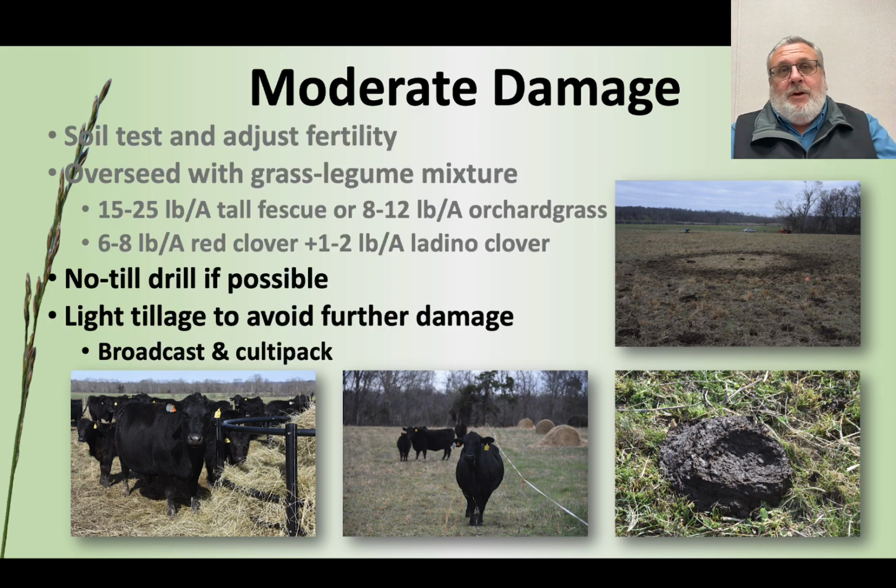Ideally, we would do it with a no-till drill, right? Because what we want to do is avoid damaging any plants that are left in that pasture. So drilling it in with a no-till drill would be the best. Sometimes we'll have to do a little bit of light tillage to smooth it out before we can drill it in. And if we have to do that, sometimes we'll just broadcast the seed on and then cultipack it in.